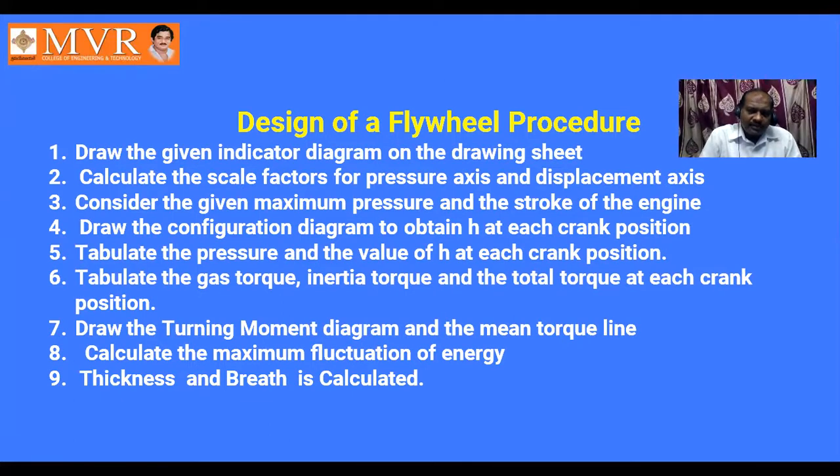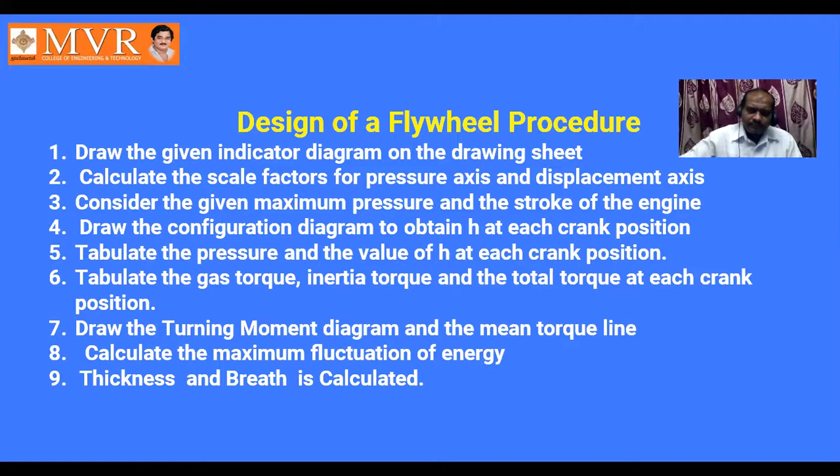The turning movement diagram contains energy absorbed values and energy supplied values. That is, torque is what we get in a turning movement diagram. With respect to torque on the y-axis, we take crank angle on the x-axis. So crank angle on the x-axis and turning movement torque on the y-axis. By combining these two with an appropriate scale, we draw the turning movement diagram for energy absorbed and energy released.